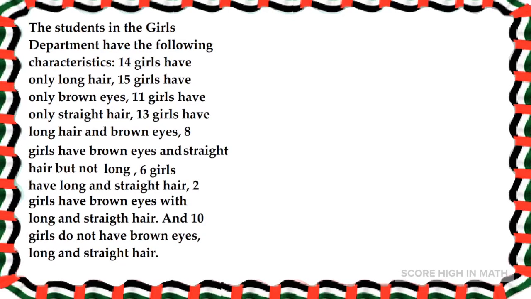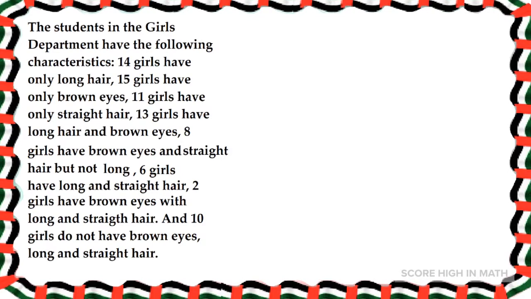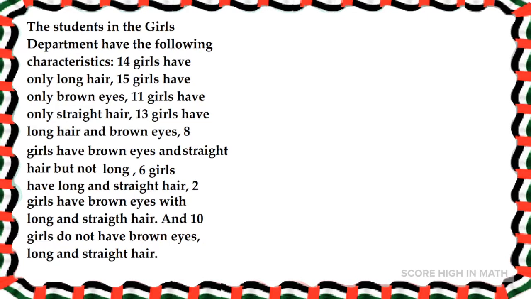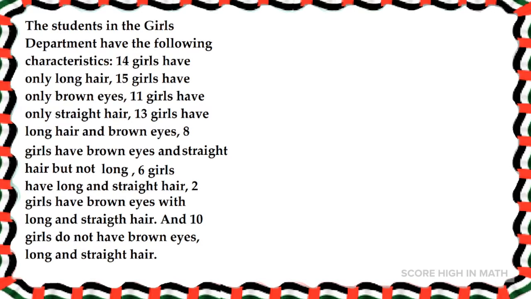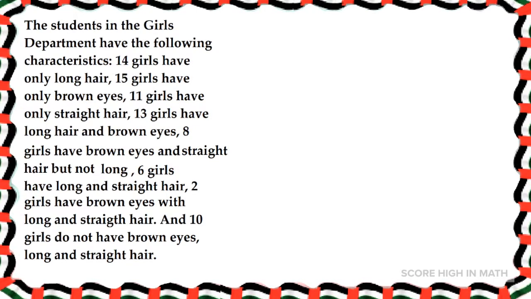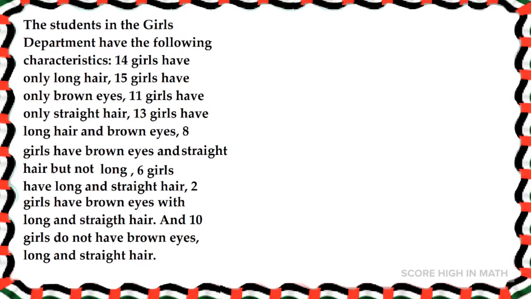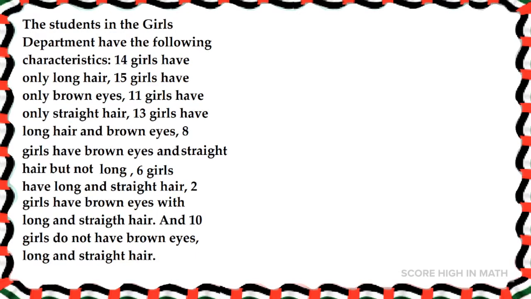The students in the girls' department have the following characteristics. 14 girls have only long hair. 15 girls have only brown eyes. 11 girls have only straight hair. 13 girls have long hair and brown eyes. 8 girls have brown eyes and straight hair but not long.